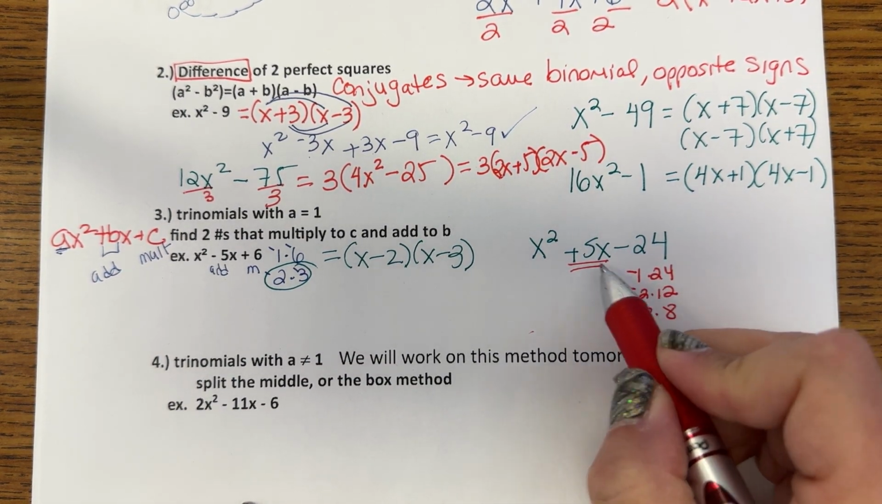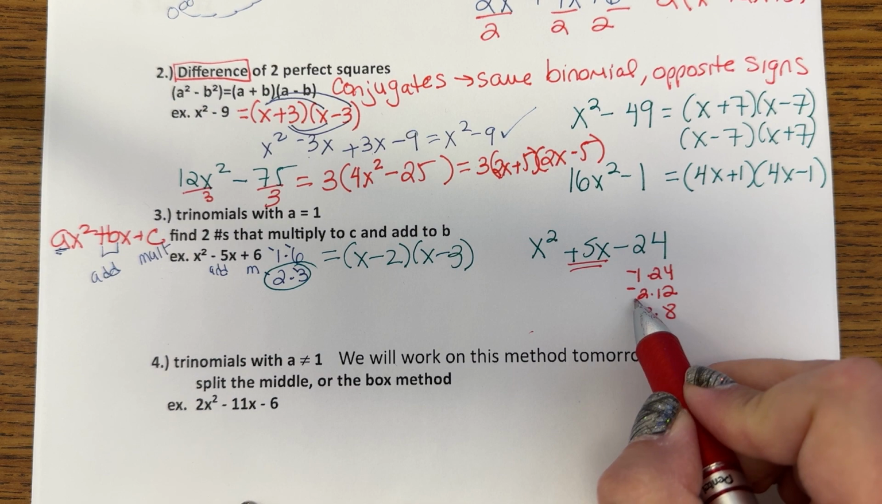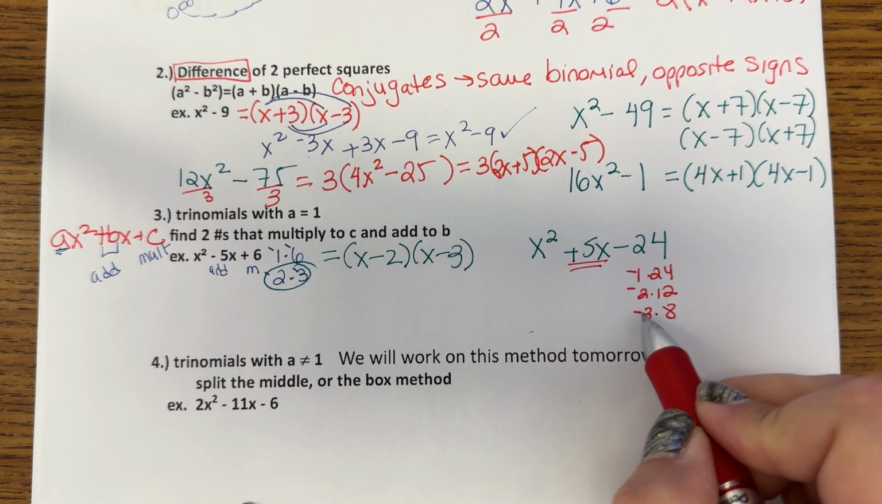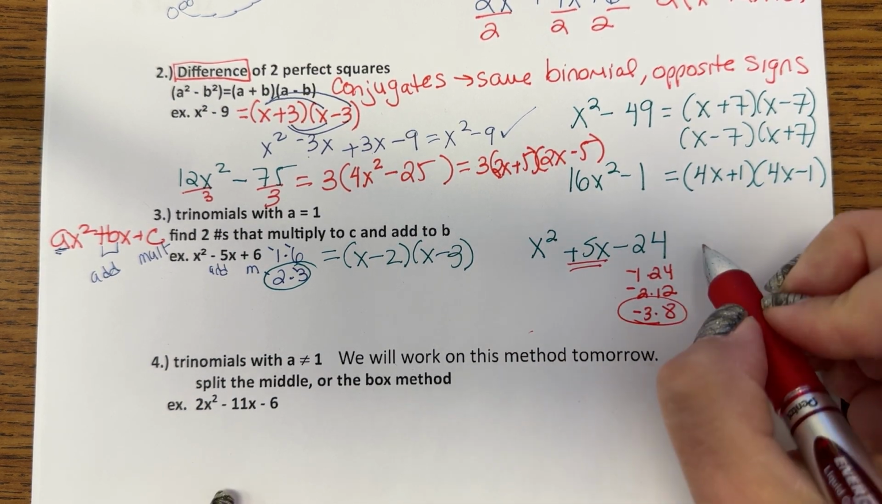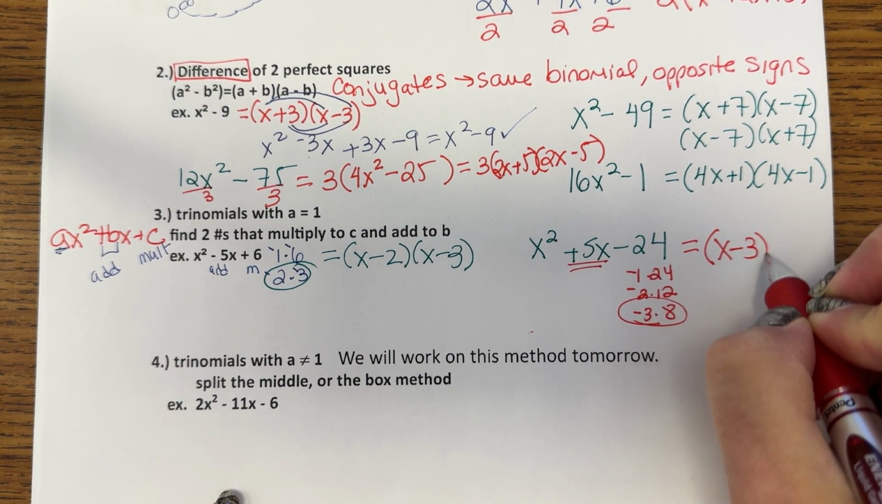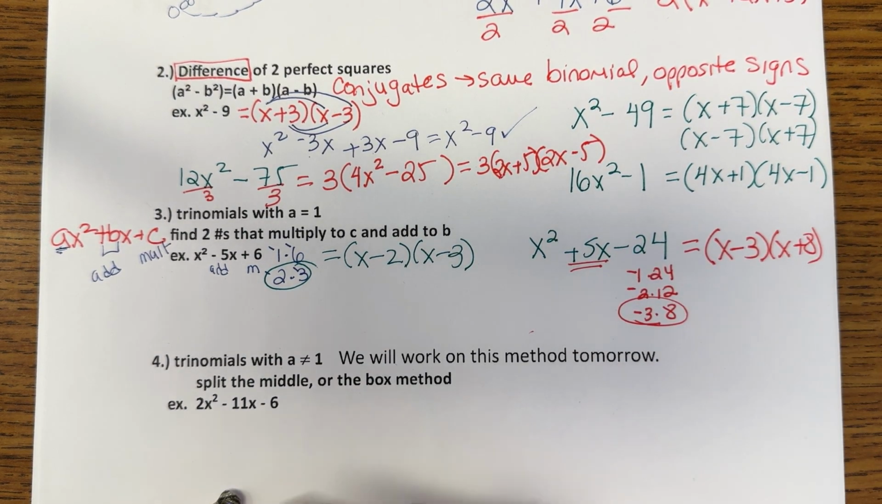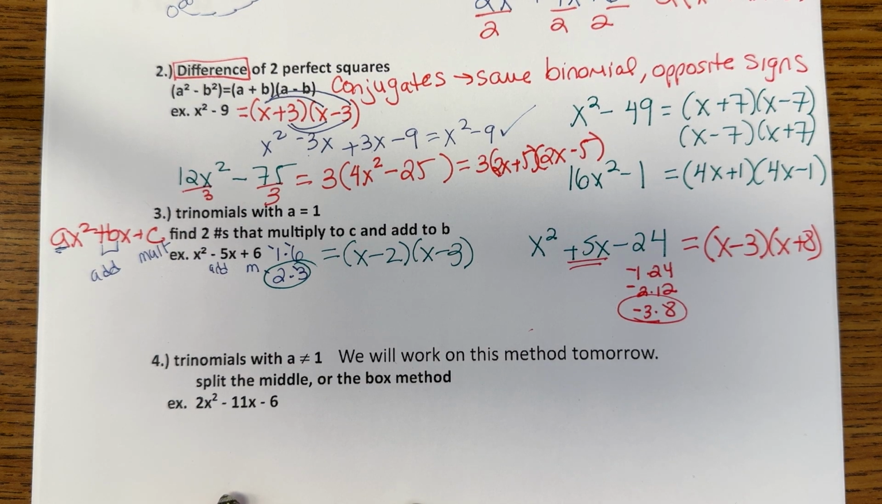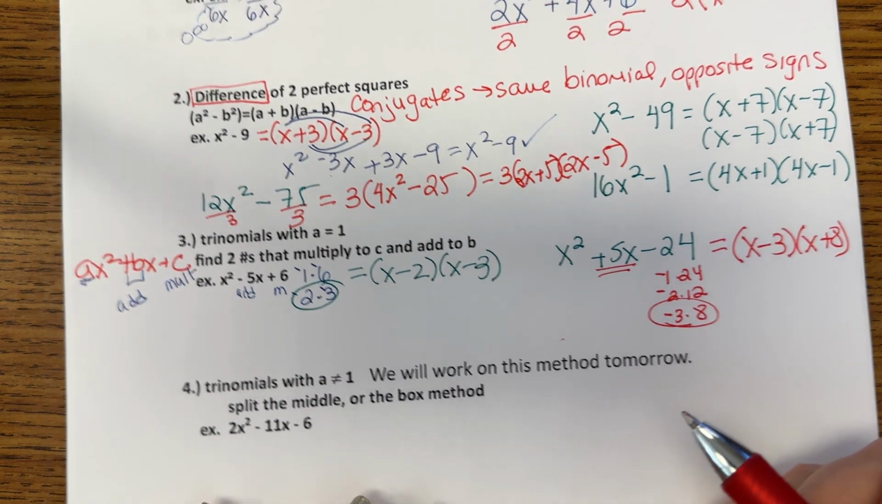So 24 minus 1 is not 5. 12 minus 2 is not 5. But 8 minus 3, that's 5. So this factors to x minus 3, x plus 8. All right, let's do one more.